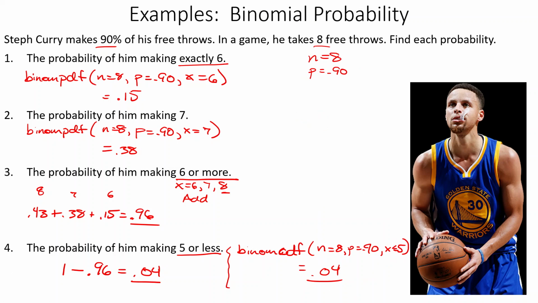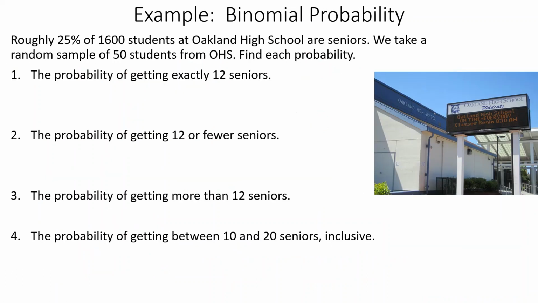All right, let's take a look at a couple more examples just for some more practice here. All right, so roughly 25% of the 1,600 students at Oakland High School are seniors. We take a random sample of 50 students from Oakland High School, find each probability. Probability of getting exactly 12. All right, so our n here, so this is binomial.